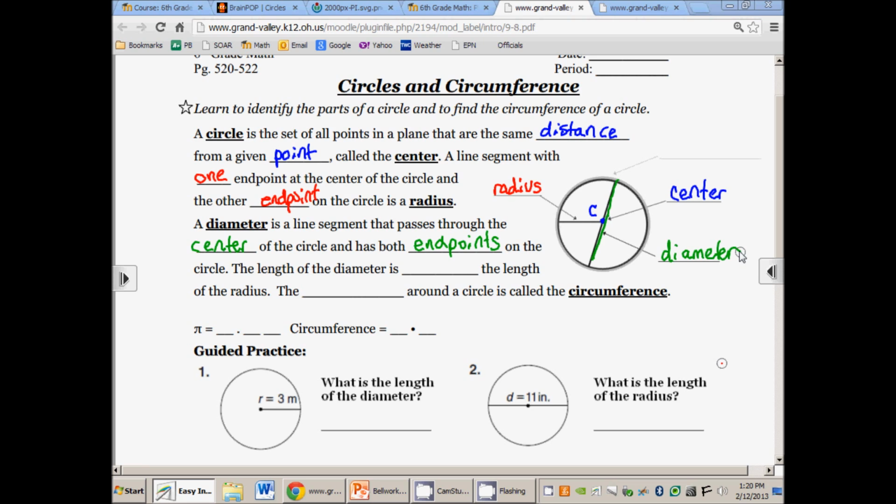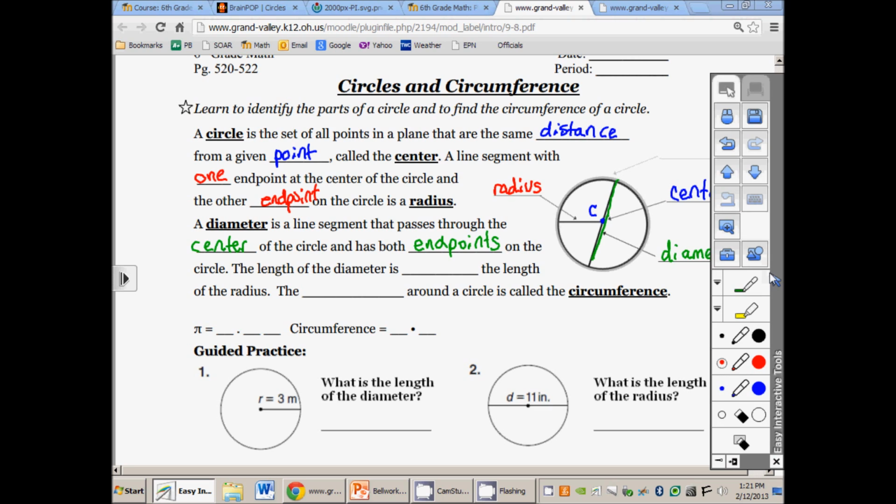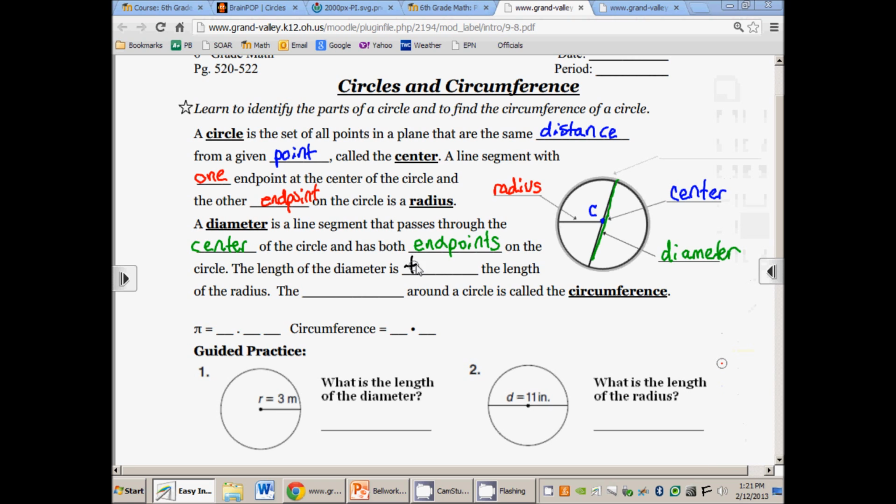And you guys are really good at this already. This is a good review from last year a little bit. The length of the diameter, like you said, if the radius is 4, what's the diameter? 8. It's 8. So what do we say about the length of the diameter? It is, how would you say times 2, but in one word? Twice. Yeah. It is twice the length of the radius.